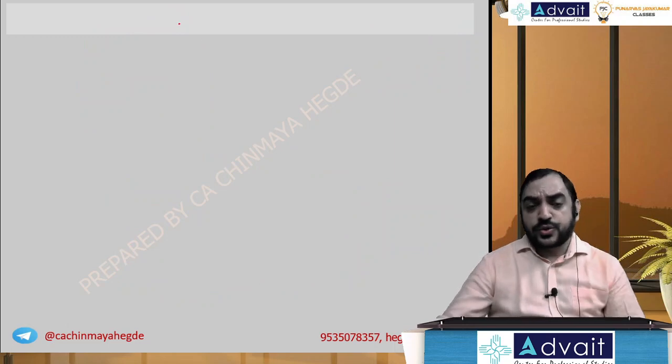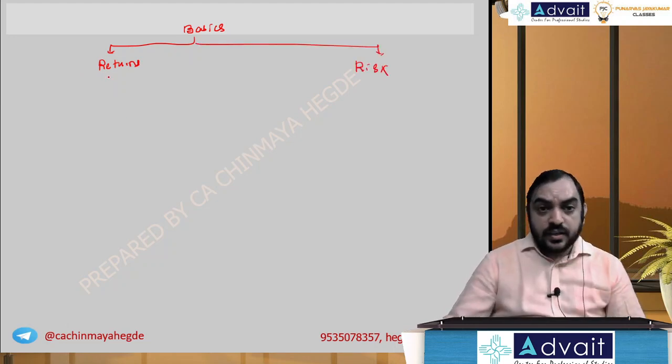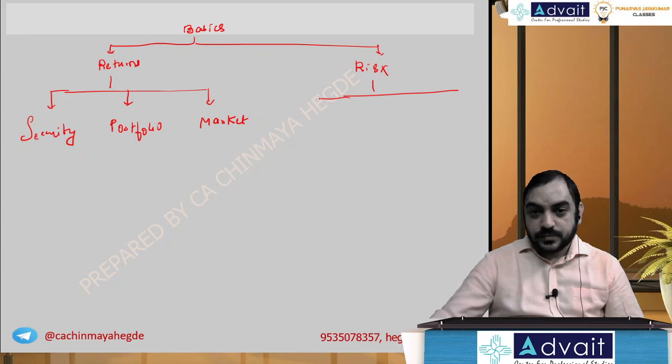Okay, let me just write it. So you can also write along with me. The basics. We have return and we have risk. Returns I am going to calculate for 3 parts. Return for a security, return for a portfolio, return for markets. Risk for a security, risk for portfolio, risk for market.